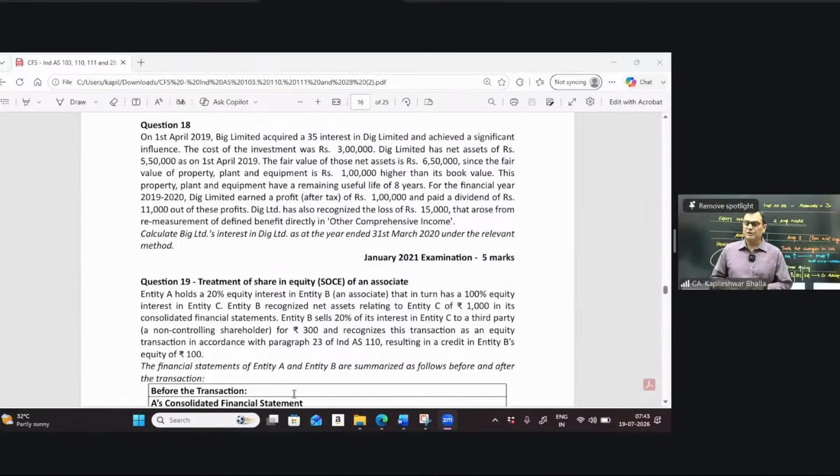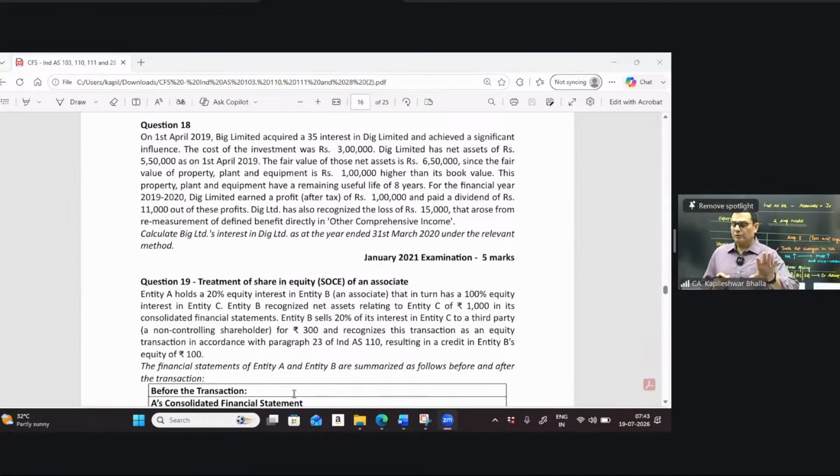Now, in terms of question number 18, it says on 1st April 2019, BIG acquired 35% interest in DIG, and it achieved significant influence. The cost of the investment is 3 lakhs, and DIG has net assets of 5 lakh 50 on 1st April 2019. And the fair value of those net assets is 650, since the fair value of PPE is 1 lakh more than the book value.